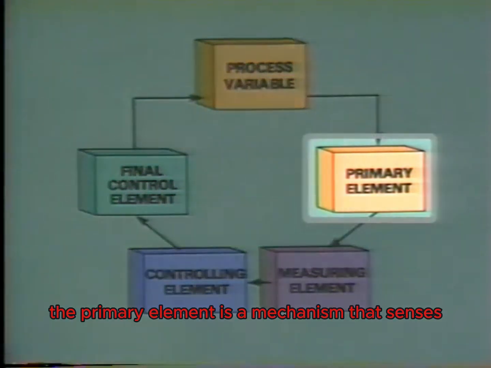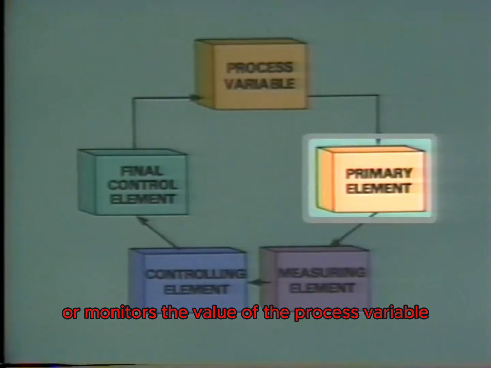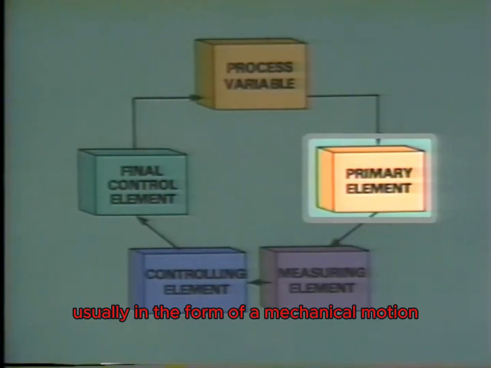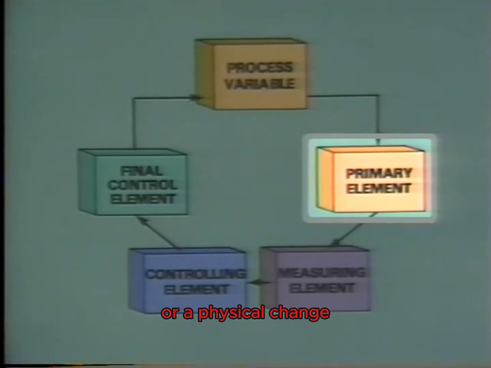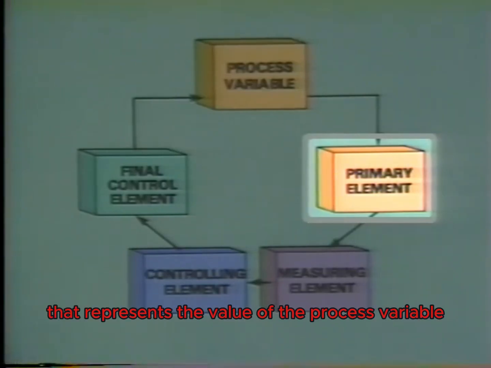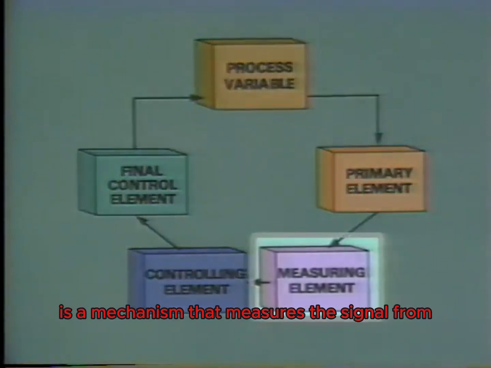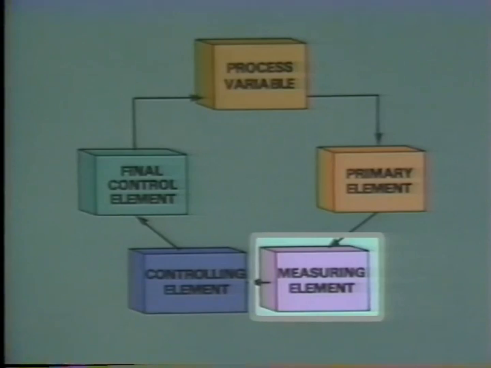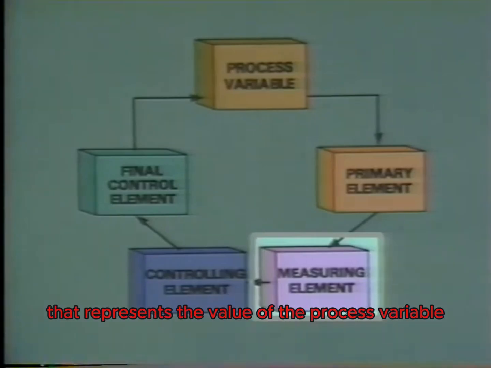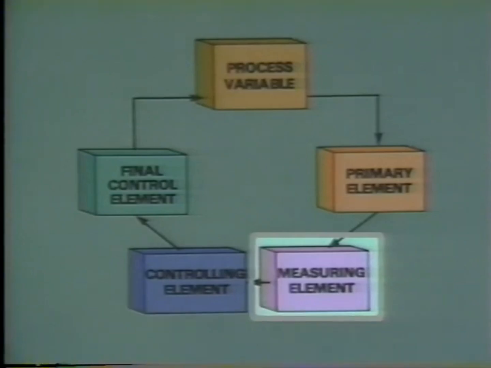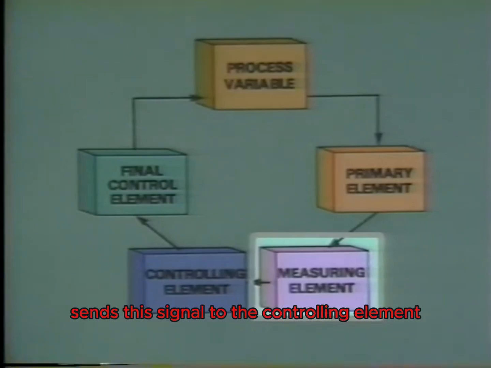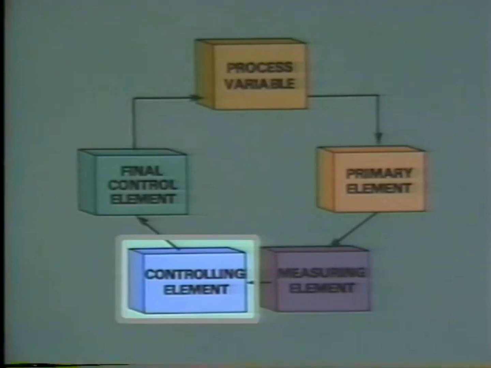The primary element is a mechanism that senses or monitors the value of the process variable. It produces a signal, usually in the form of a mechanical motion or a physical change, that represents the value of the process variable. The measuring element is a mechanism that measures the signal from the primary element and produces a pneumatic signal that represents the value of the process variable. The measuring element sends this signal to the controlling element.